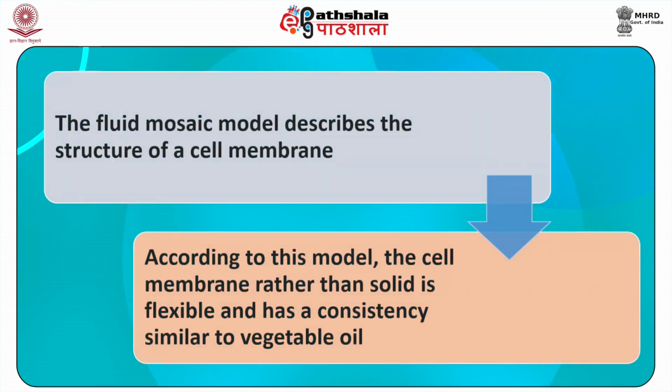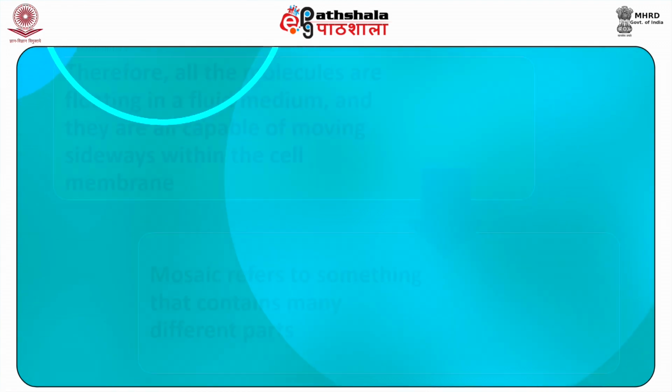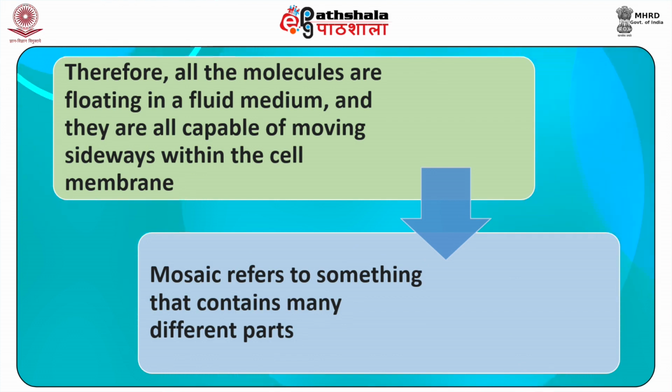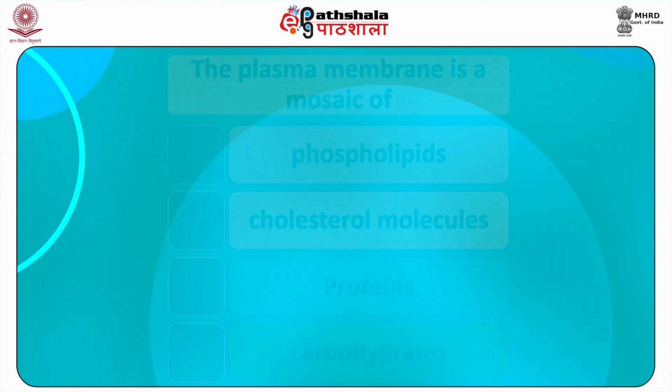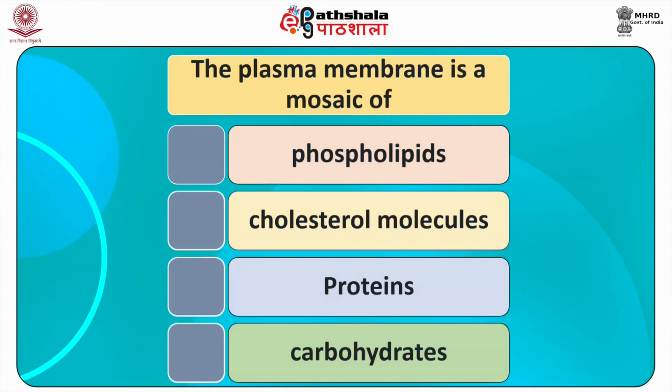The fluid mosaic model describes the structure of a cell membrane. According to this model, the cell membrane, rather than solid, is flexible and has a consistency similar to vegetable oil. Therefore, all the molecules are floating in a fluid medium, and they are all capable of moving sideways within the cell membrane. Mosaic refers to something that contains many different parts. The plasma membrane is a mosaic of phospholipids, cholesterol molecules, proteins, and carbohydrates.